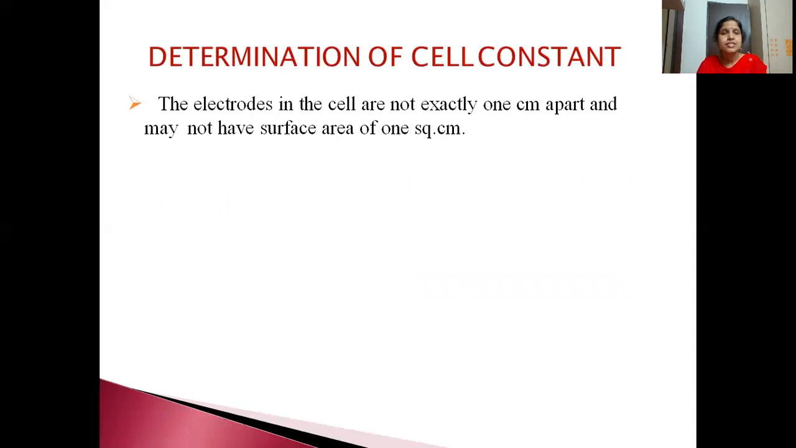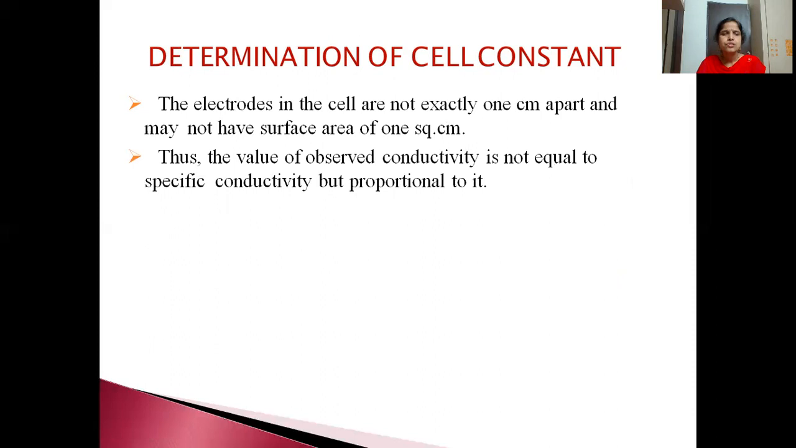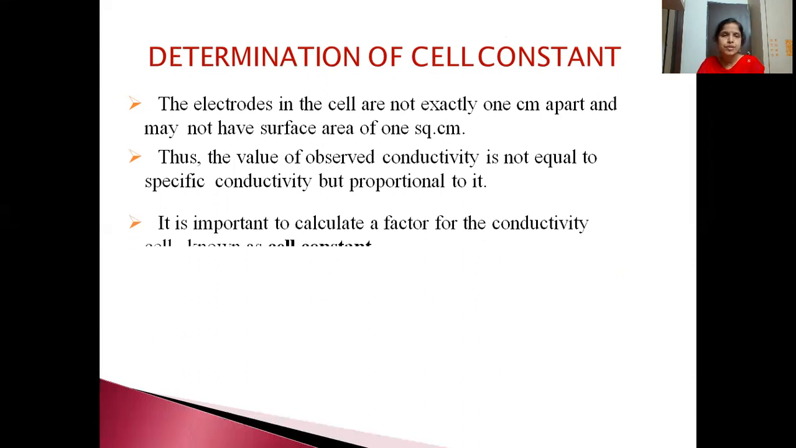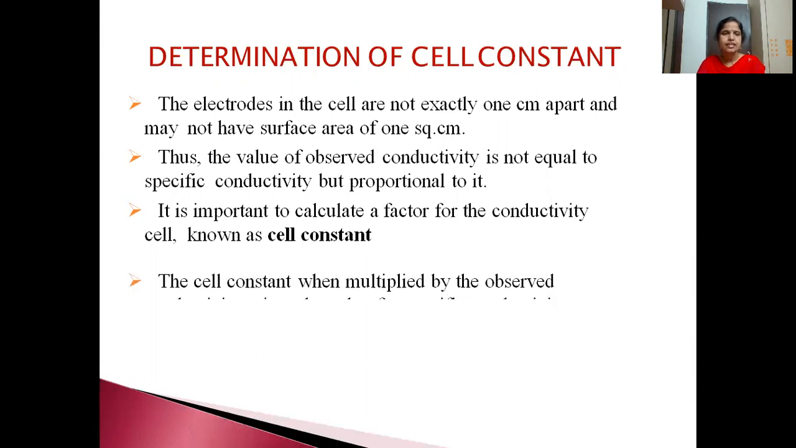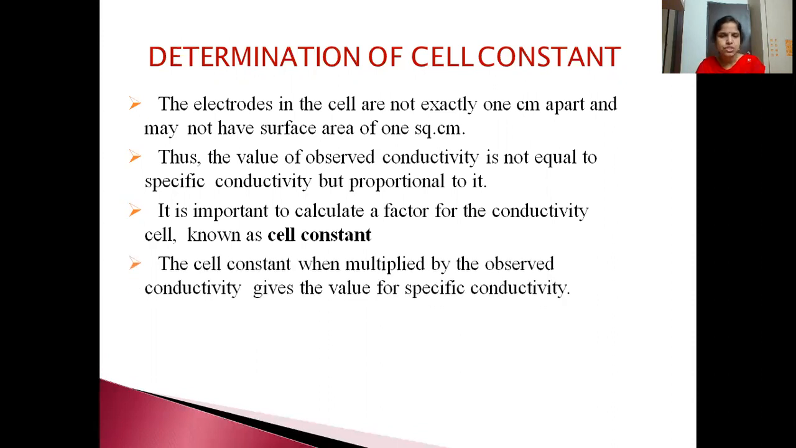Then how to determine the cell constant? Why we need to determine the cell constant is, the electrodes in the cell won't be exactly 1 centimeter apart, or they may not have 1 square centimeter area. So it is not that the observed conductivity is always equal to the specific conductivity, but it may be proportional to it. That is the reason why we have to calculate a factor for the conductivity cell, that is nothing but the cell constant.